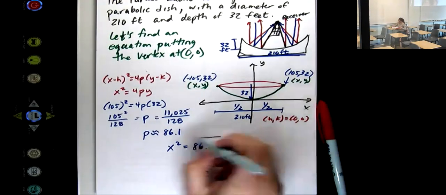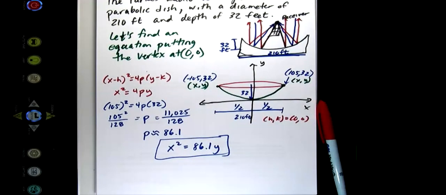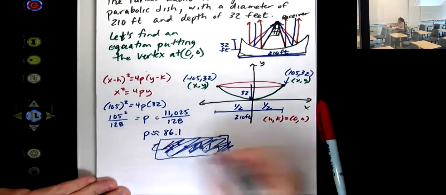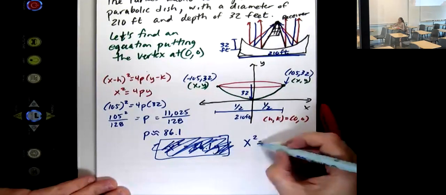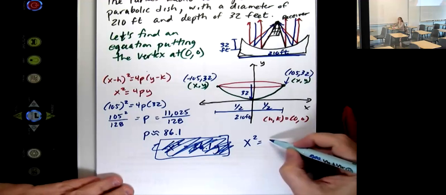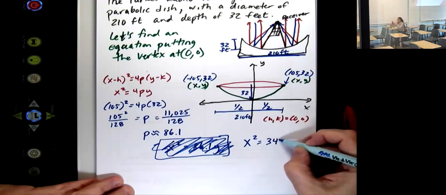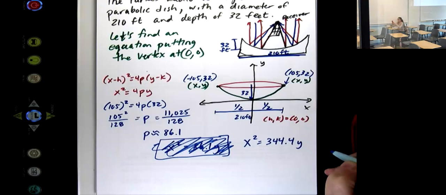Bam. Don't we need to times the p by 4? You're right. I got all excited. That is not correct. All right, what is that times 4? Let's see, we got 320 and 24.4 is 344.4. There we go.